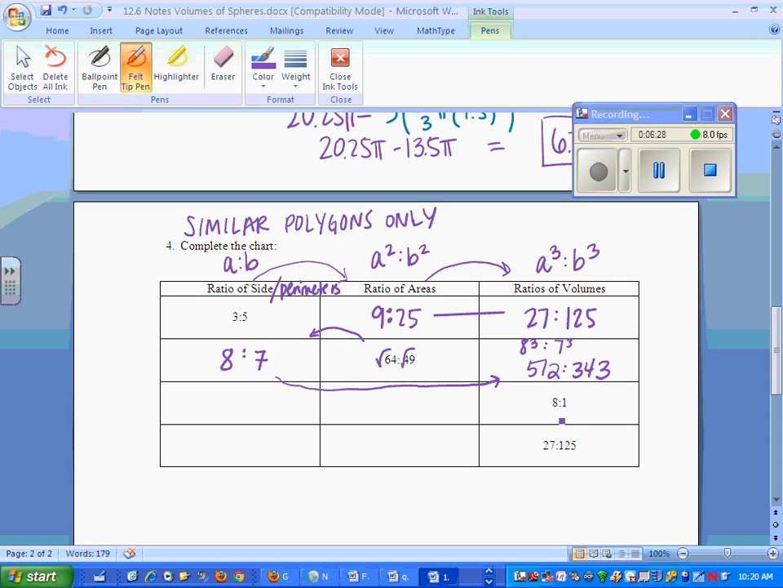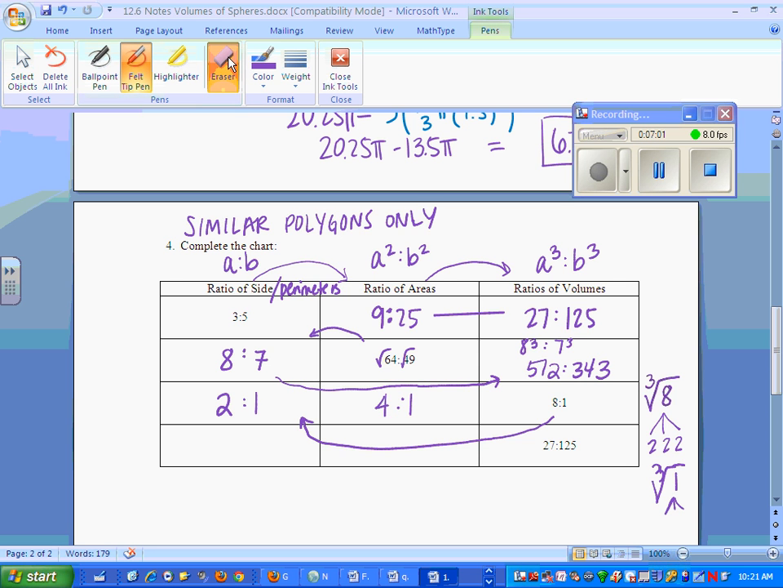Let's go in reverse, from volumes to sides. For this, I'm going to take the cube root. Cube root is like this. You can find that in the calculator. Or think about what number multiplies 3 times by itself to get 8. 2 times 2 times 2 is 8. So 2 is here, and then the same thing for 1. What number multiplies by itself 3 times to get 1? So that's 1. 2 squared is 4, 1 squared is 1.